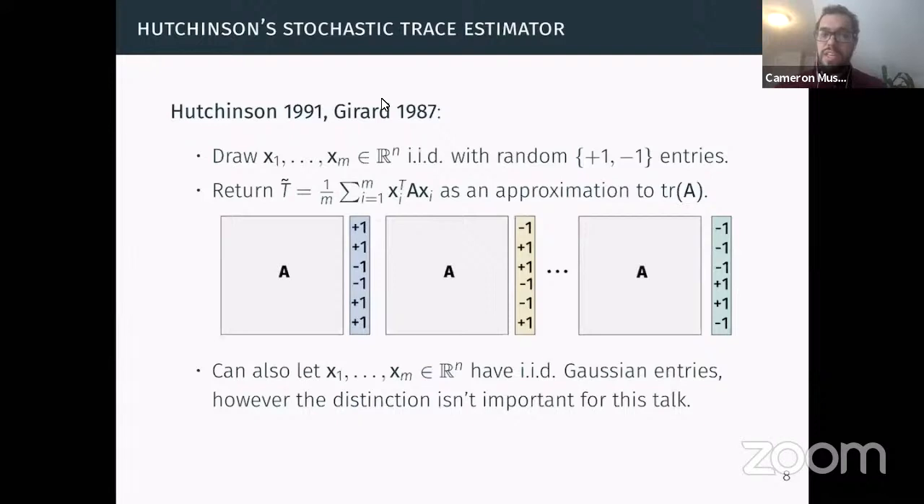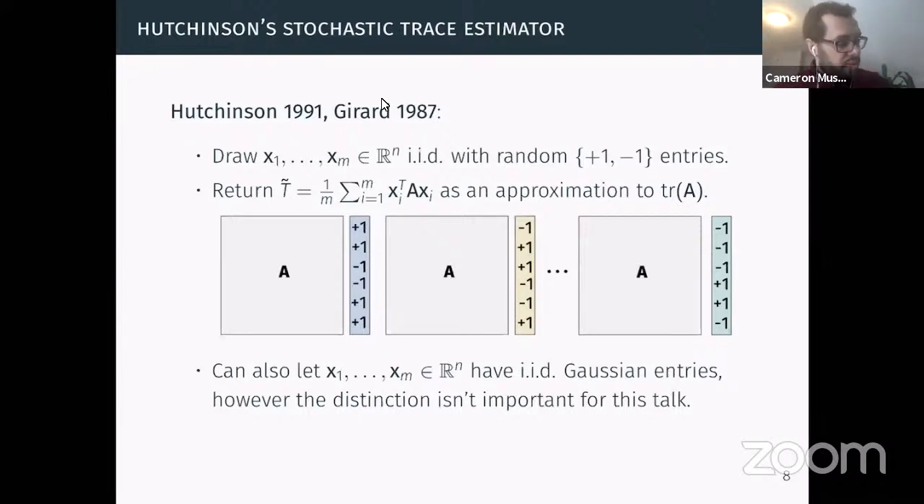What I'm going to do is pick m vectors, each of which has independent plus or minus one entries. So each vector has every entry set independently: with half probability it's one, with half probability it's negative one. Then I return as my estimate of the trace the average of the quadratic forms of those random vectors with the matrix. So you average xi transpose A xi. Note that this requires exactly m matrix-vector products. I have to compute A xi, and then doing the quadratic form is just a vector-vector inner product. Okay, this is Hutchinson's method.